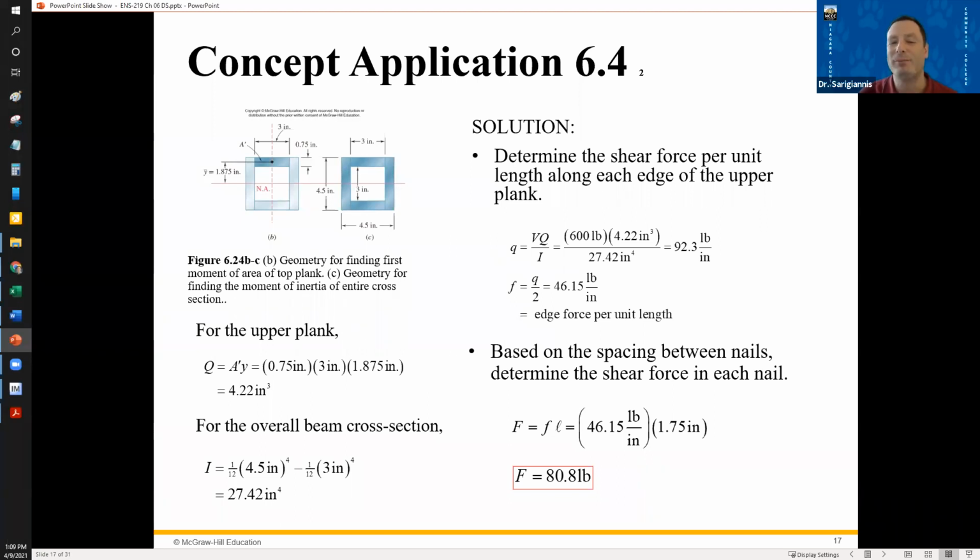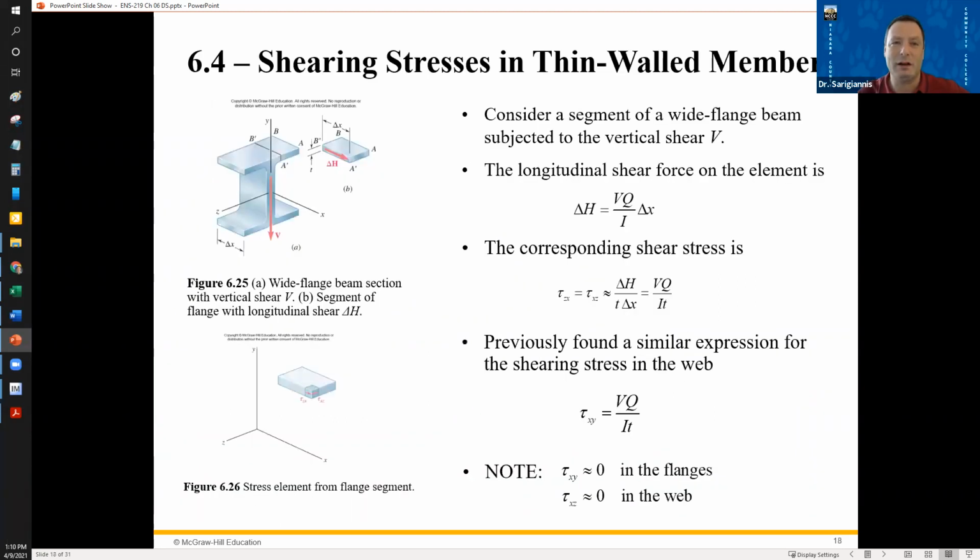Now you have that. Now you ask, what's the spacing between nails? You multiply that by the 1.75 inches, and you get a force, 80.8 pounds. Again, this is the force, so this would be the force acting on, say, one nail. And then based on what you know from earlier about shear force and designing things based on shear, you can select the right size nail of the material you need, what has the cross-sectional area. All right.